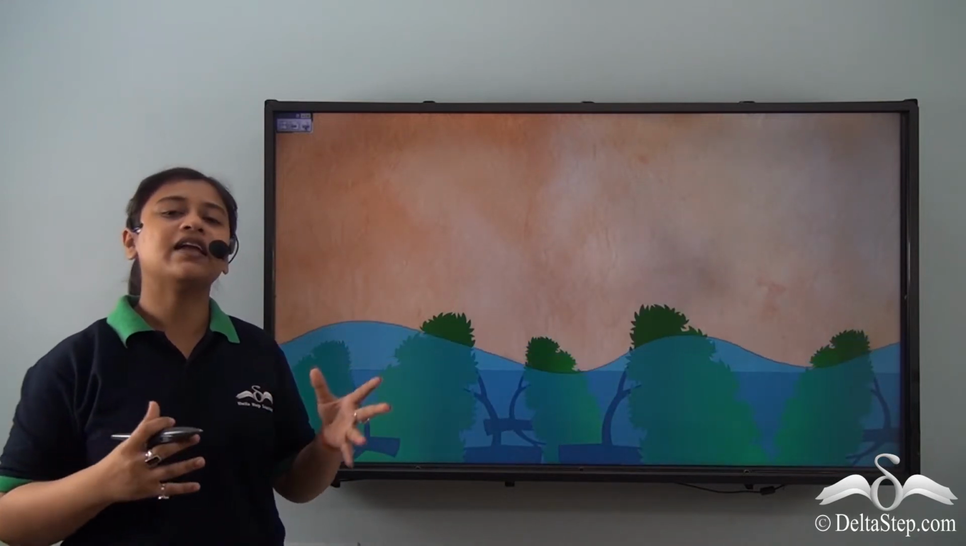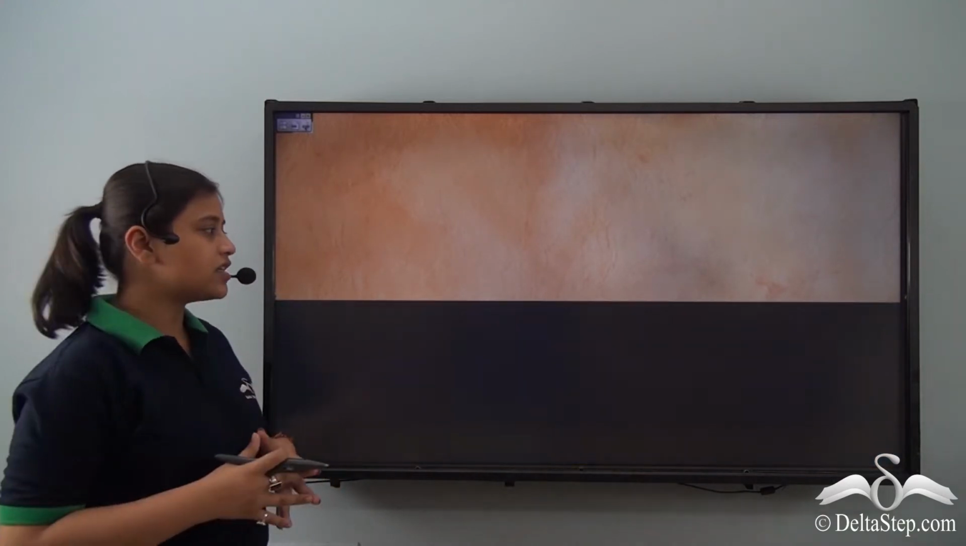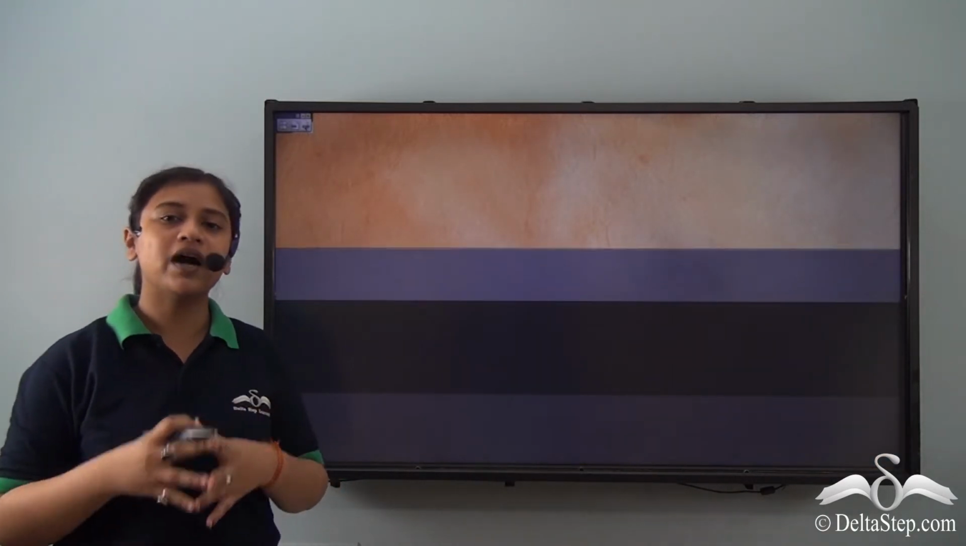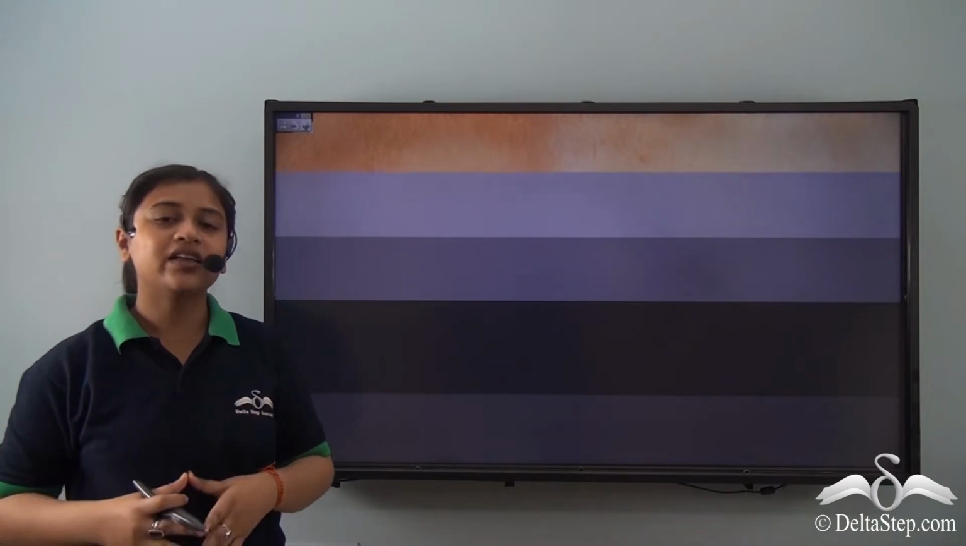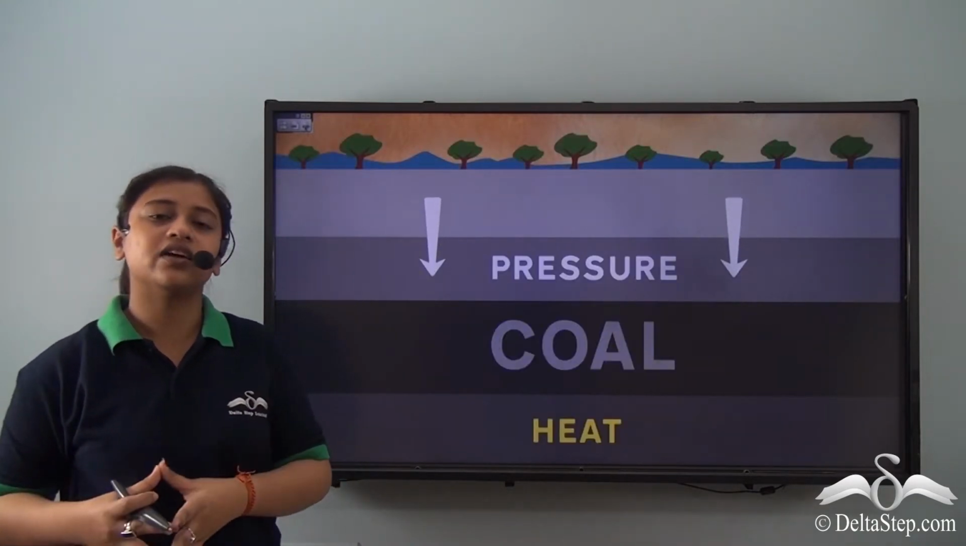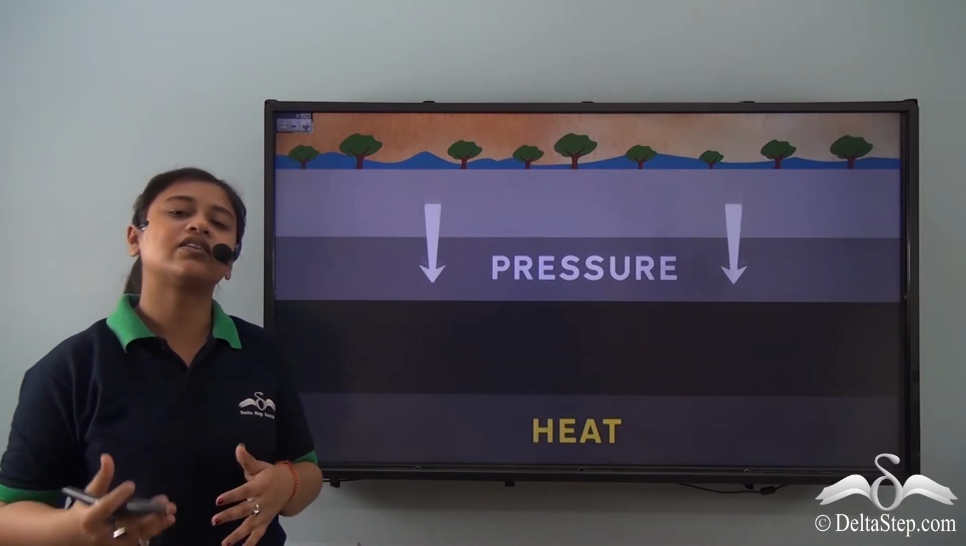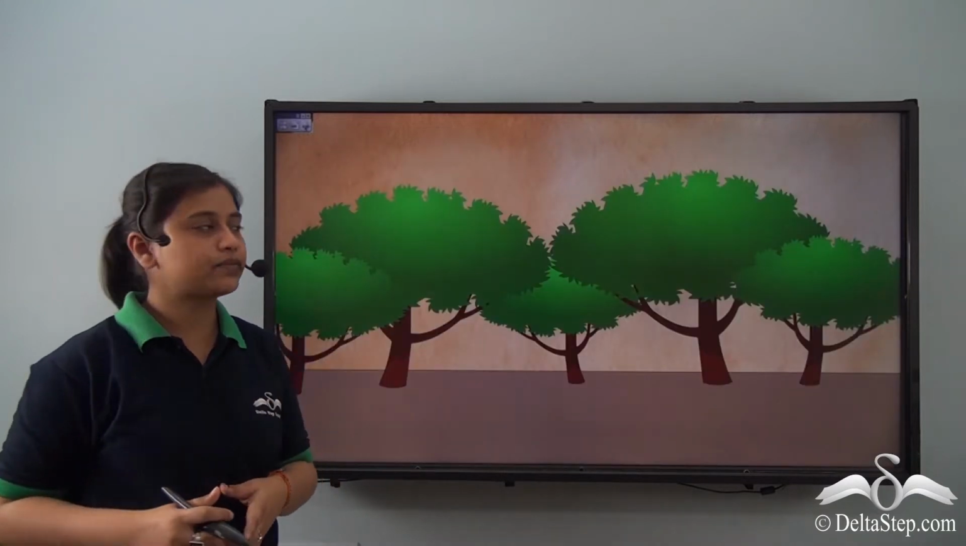So let's see how coal was formed. Many years ago, when dead remains of plants and animals, particularly of forested swamps, got buried in the seabeds, they got deposited in layers, and eventually over the years, on receiving pressure and heat under the earth's surface, they got converted into coal.